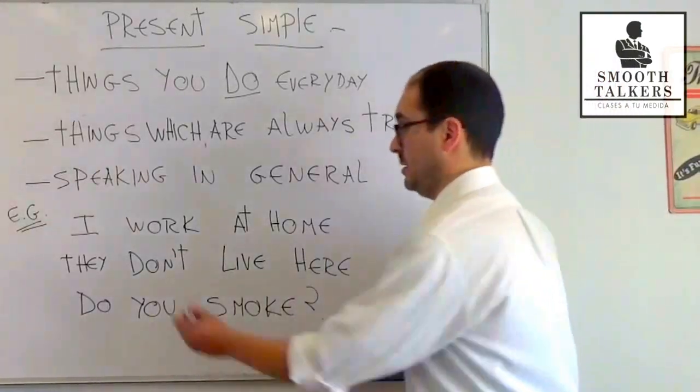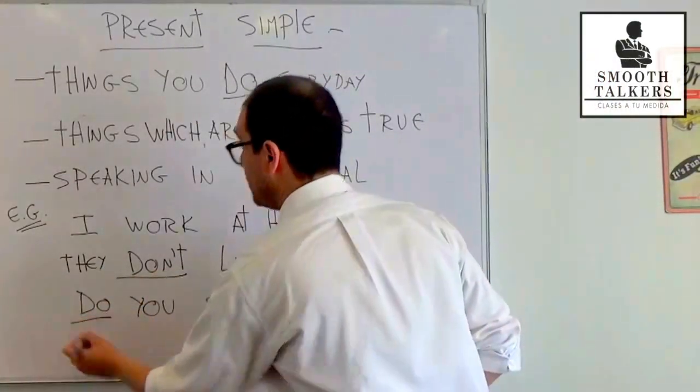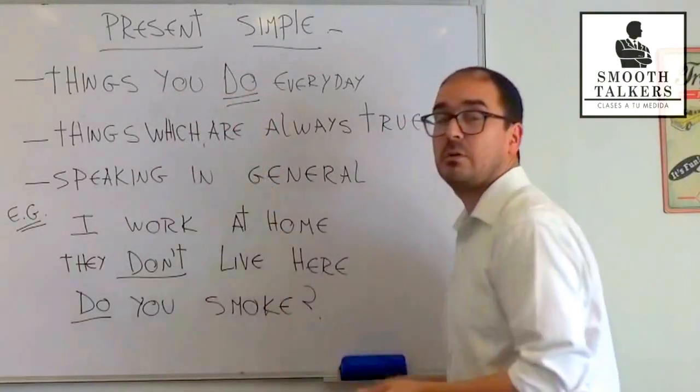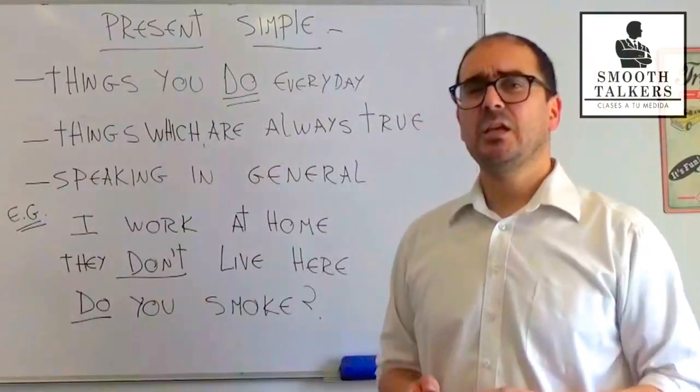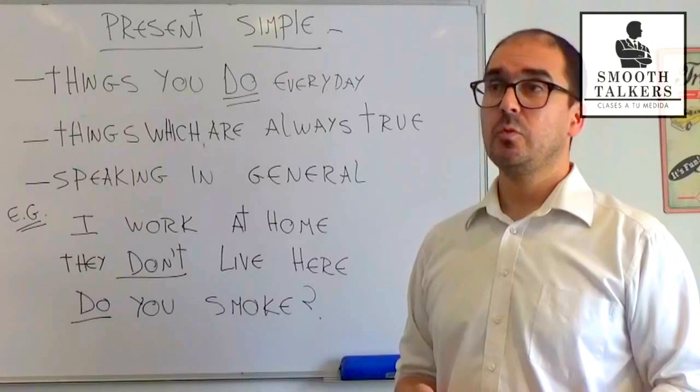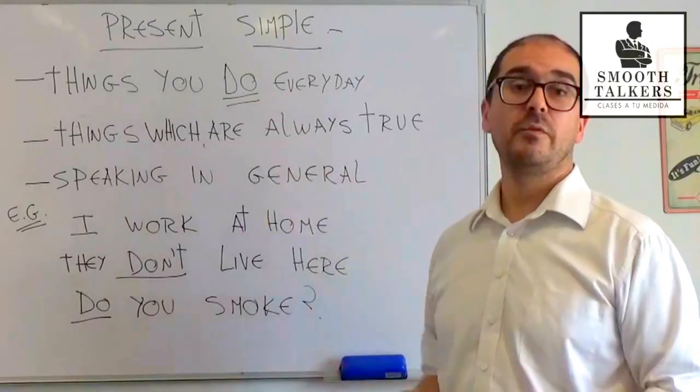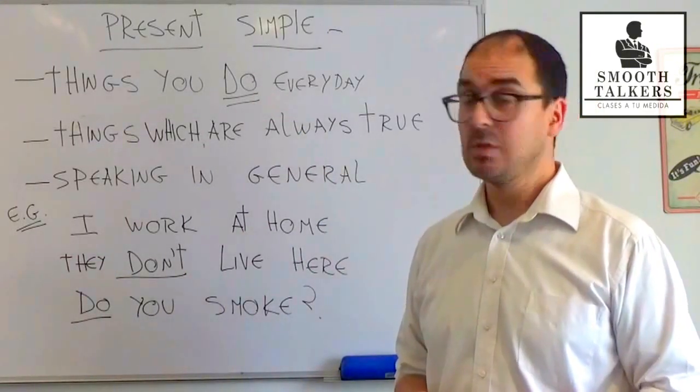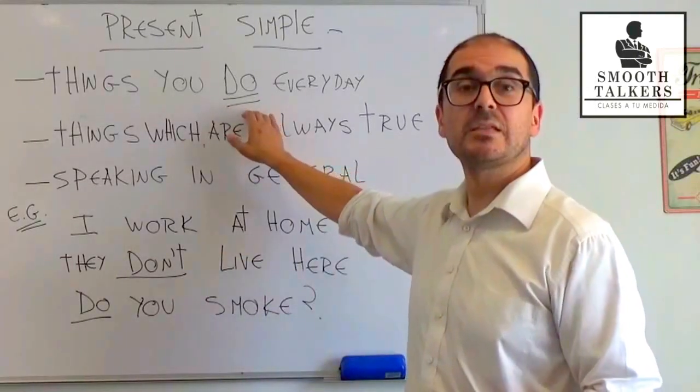Alright? Don't, do. Essentially, when we use present simple, we're always using the verb to do. Okay? So right now, we're going to explain this in detail.